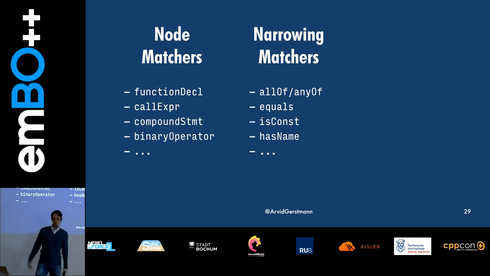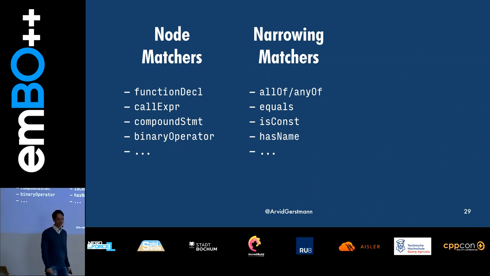We can use equals to, for example, examine an integer literal and figure out whether this integer literal has exactly the value 42. And there's isConst, which takes no arguments and just narrows down the matches, removing all non-const functions from the set of matches. And we have hasName, the previously mentioned one, which is next.